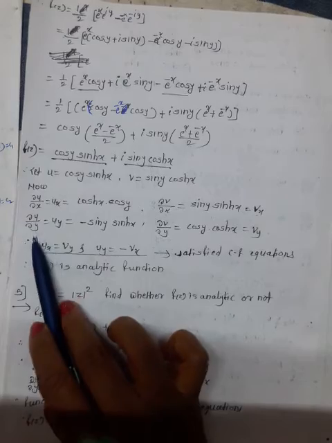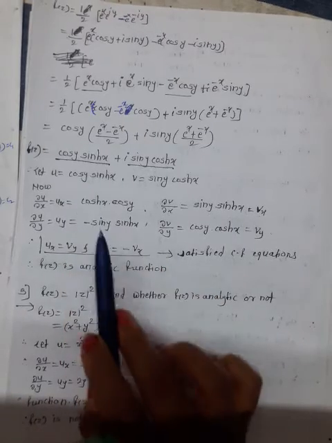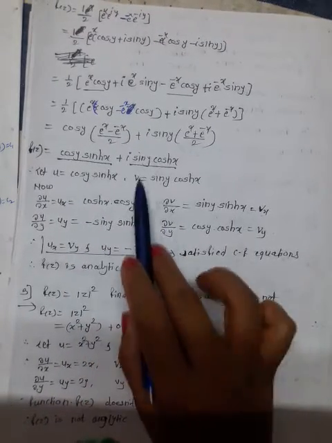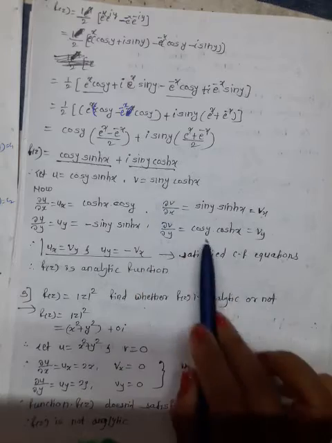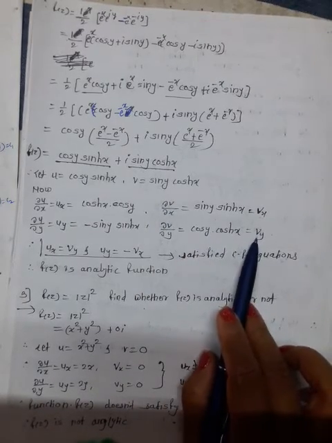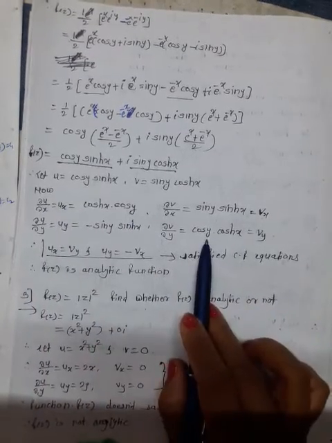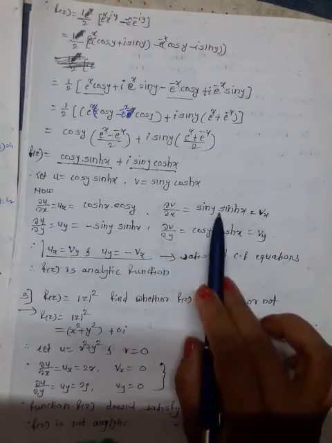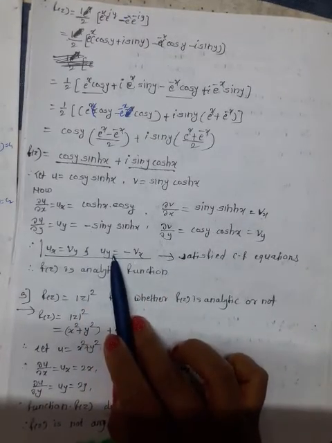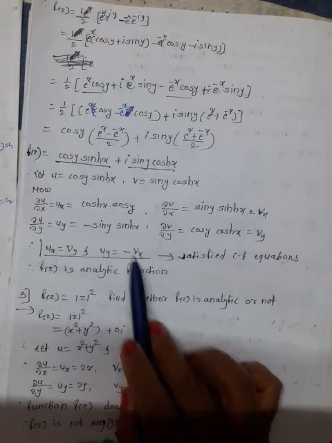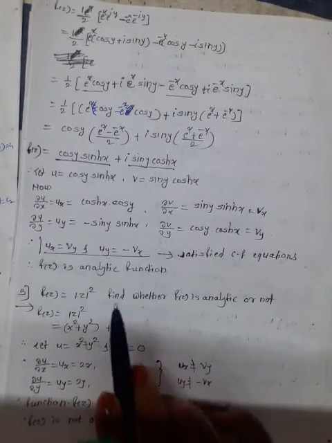And u_y, the derivative of u with respect to y, is sinh x as it is times cos y, which is a normal trigonometric function, and its derivative is minus sin y. And v_y, the derivative of v with respect to y, is cosh x as it is, and the derivative of sin y is cos y. This is v_y. Now by comparing, u_x is the same as v_y. These two values are the same, that is u_x equals v_y, and u_y and v_x are the same in magnitude but opposite in sign. That's why u_y is equal to minus v_x. That's why the CR equations are satisfied by this function, and that's why the function f(z) is an analytic function.